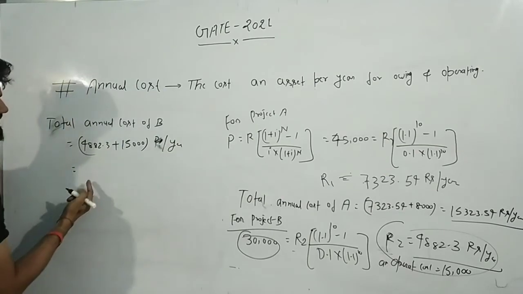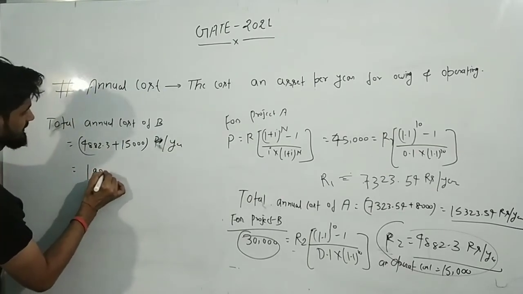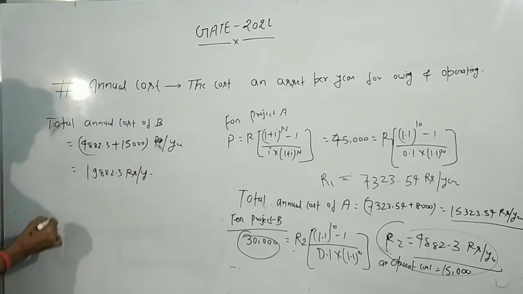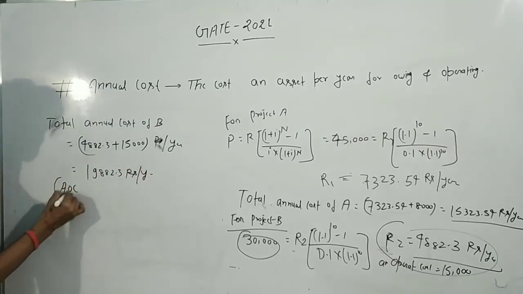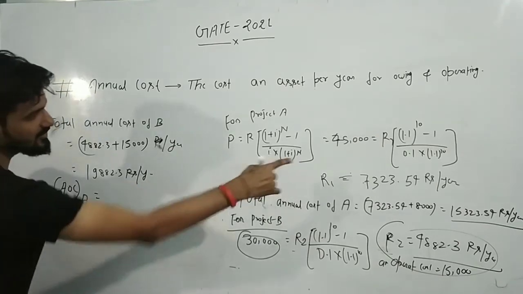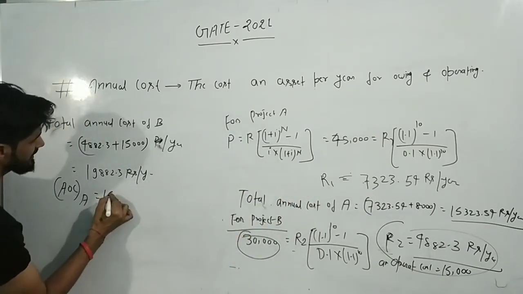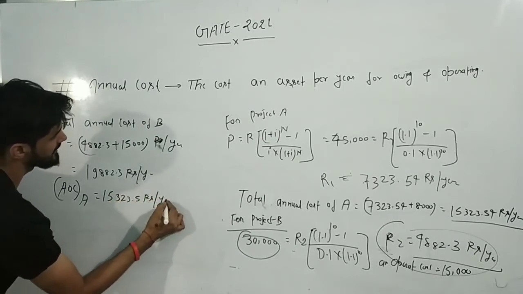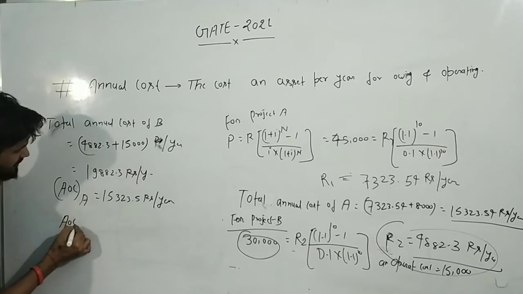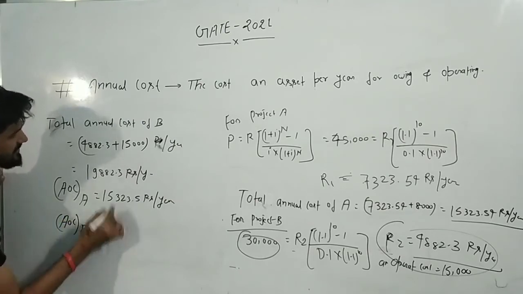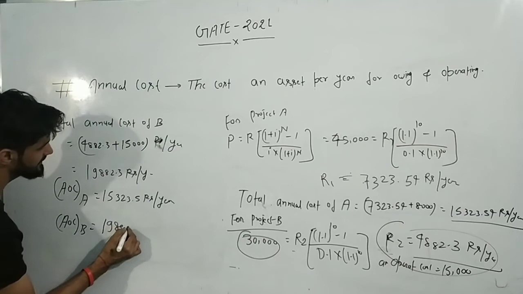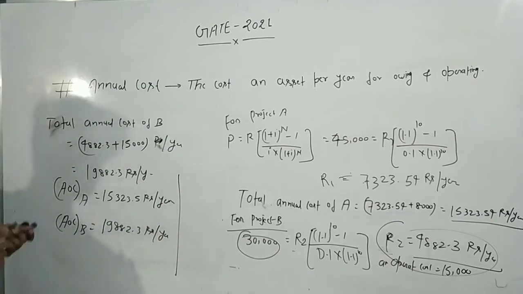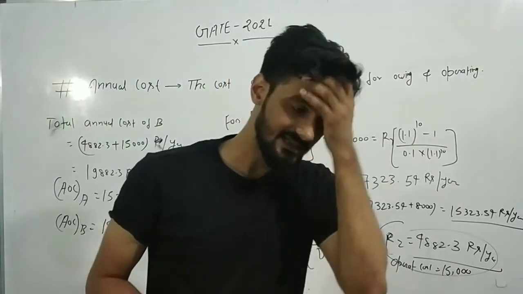So after calculation you will be getting 19,882.3 rupees per year. So my dear friend, if you will see annual operating cost AOC of A, that is equal to how much amount of rupees? 15,323.5 rupees per year. And if you will see annual operating cost of B, that is equal to the amount 19,882.3 rupees per year.